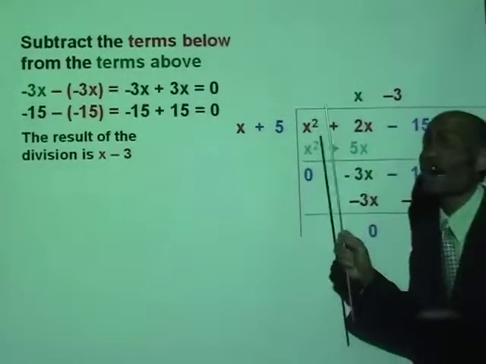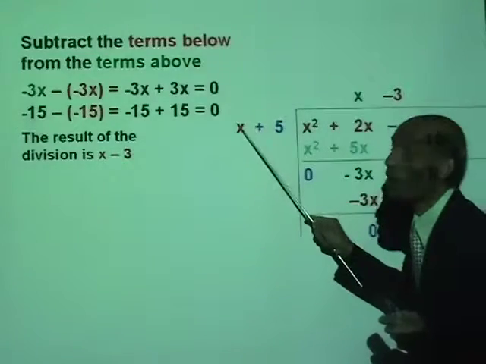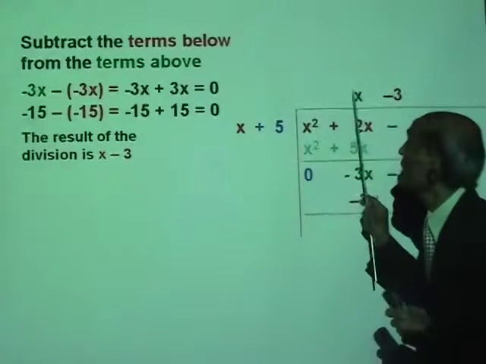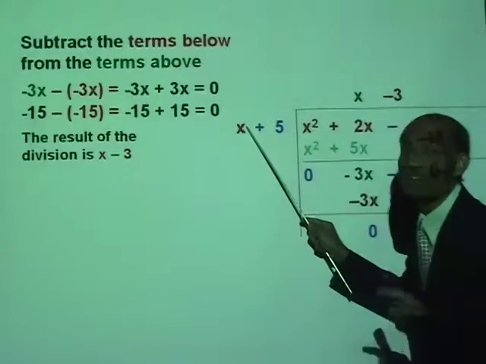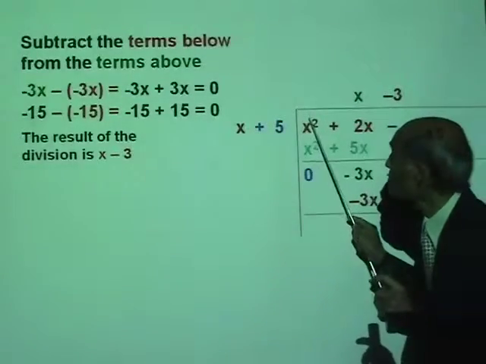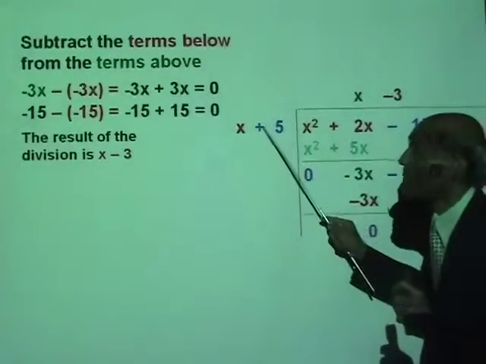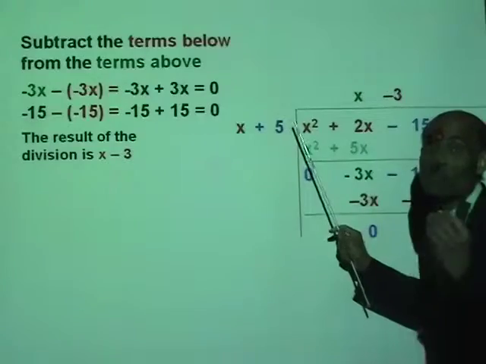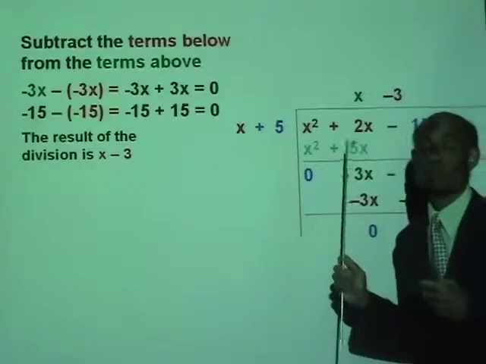What do we do with that x? Multiply this x with each of the terms of the divisor. This x multiplied by that x is x squared. Write it below the x squared. X multiplied by positive 5 is positive 5x. Write it below the 2x.